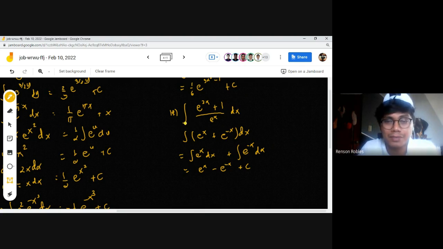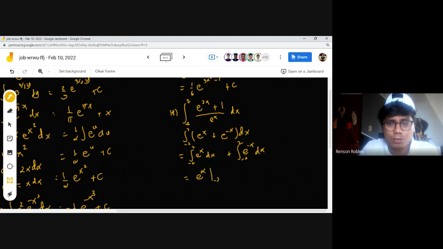Paano pag ito ay may limit of integration? Say, negative 2 to 2. So, remove natin yung c. So, you have e to the x from negative 2 to 2 plus negative e to the negative x from negative 2 to 2. So, you shall have, pero pwedeng isa ha, pwedeng ganito na lang.